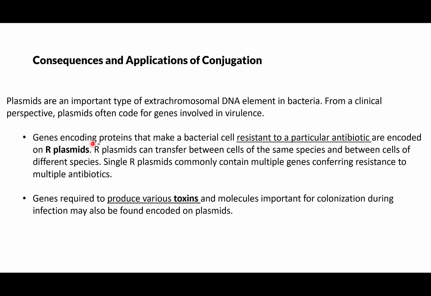So I'd like you to know that genes encoding for proteins that make a bacterial cell resistant to a particular antibiotic are known as R plasmids, and sometimes some R plasmids contain multiple genes that confer resistance to multiple antibiotics. This is a good way of increasing resistance to antibiotics through conjugation. Likewise, conjugation is a good way to transfer toxins that allow the organisms to be more pathogenic from one strain to another.